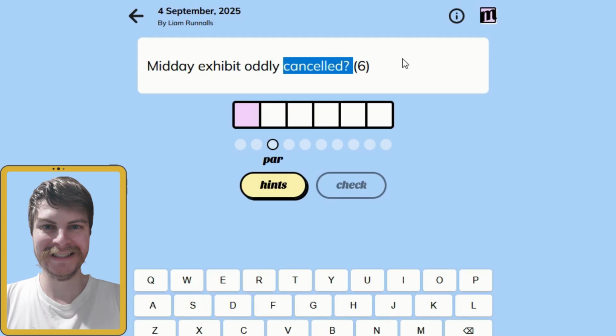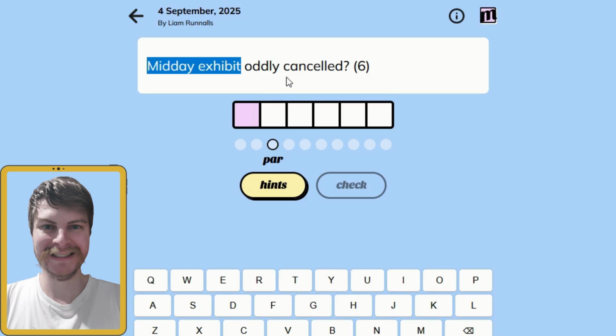Trying to think of another way to say cancelled. Midday, exhibit. Midday, unless day goes in the middle, but then what's the oddly?